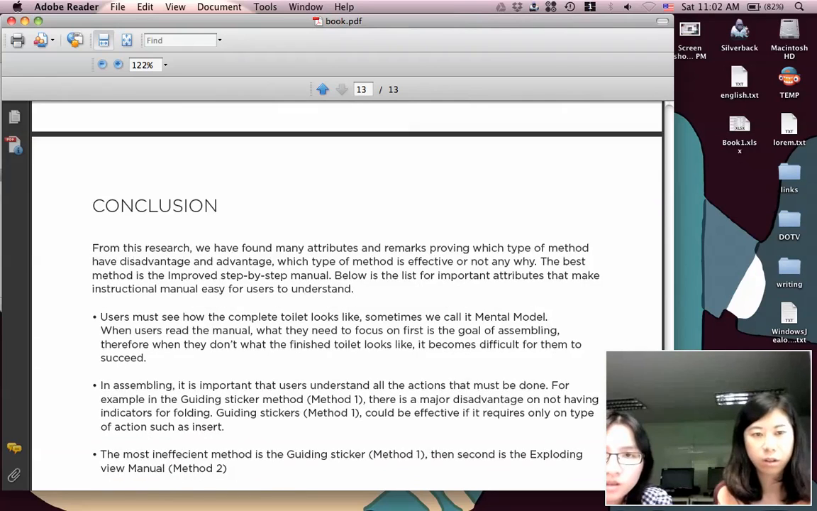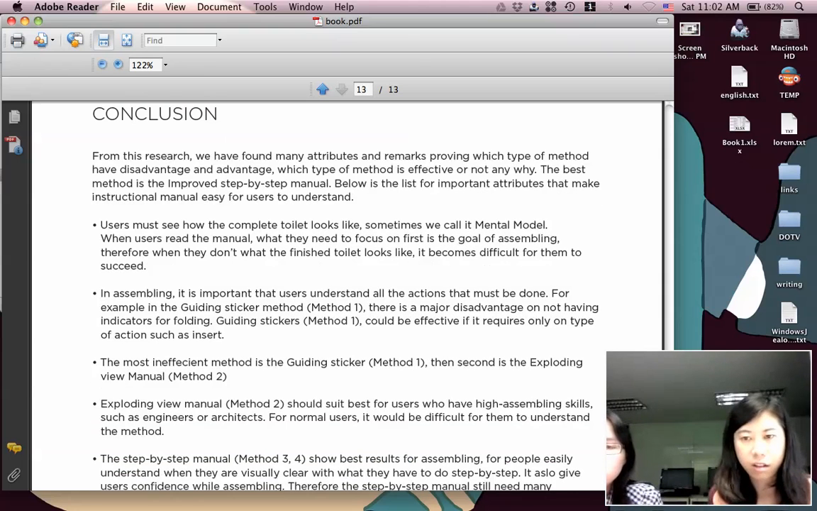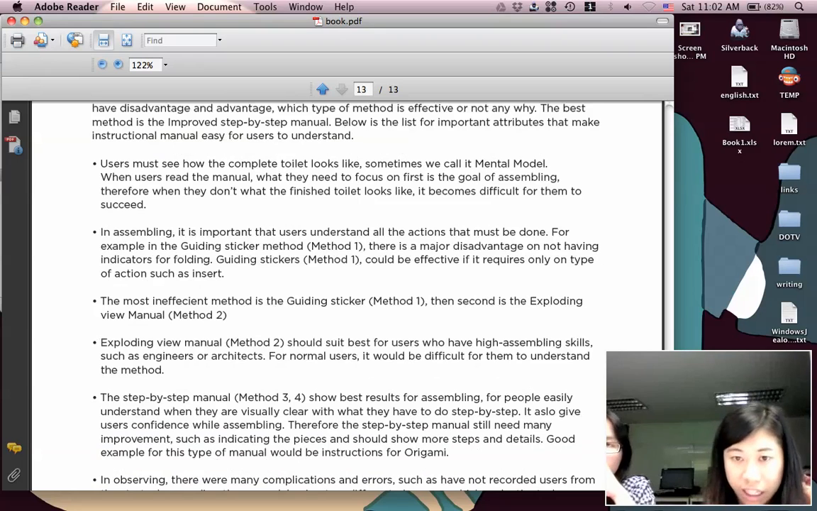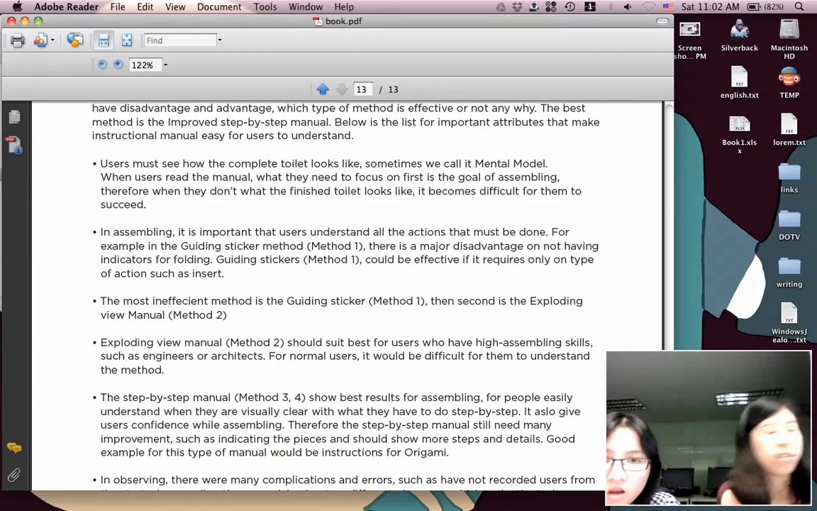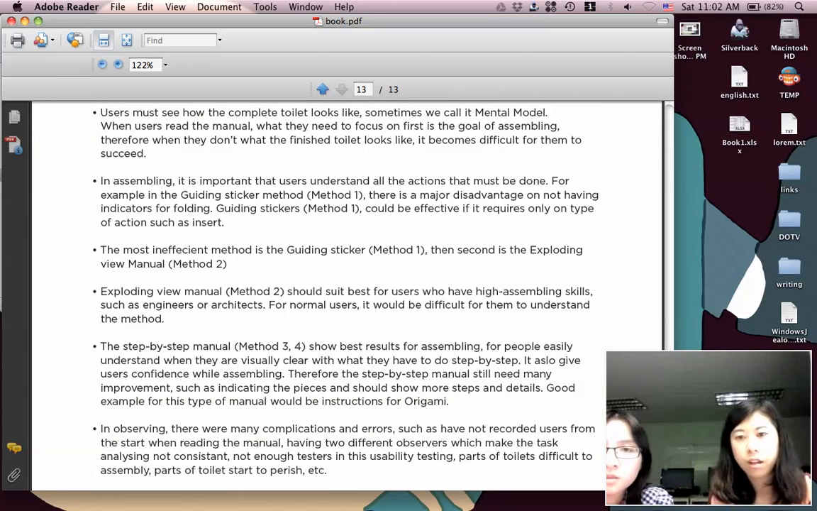So we found some conclusions from this testing. We can see that a mental model is very important. A mental model is the final image of the complete assembly. If people don't know the goal, then they will fail in assembling the toilet.